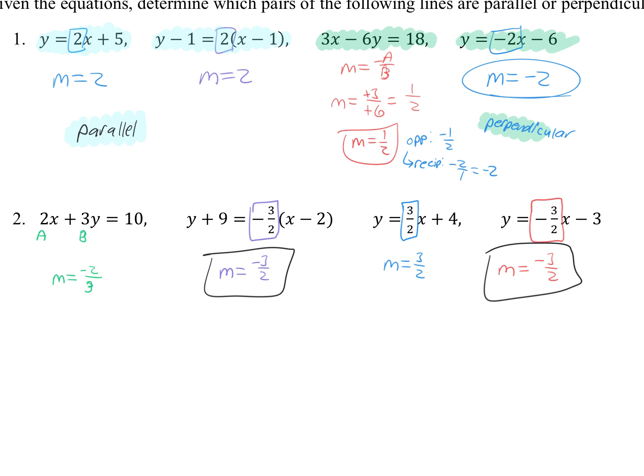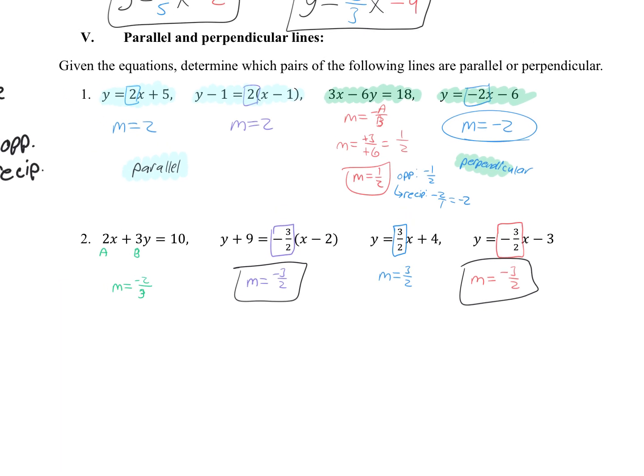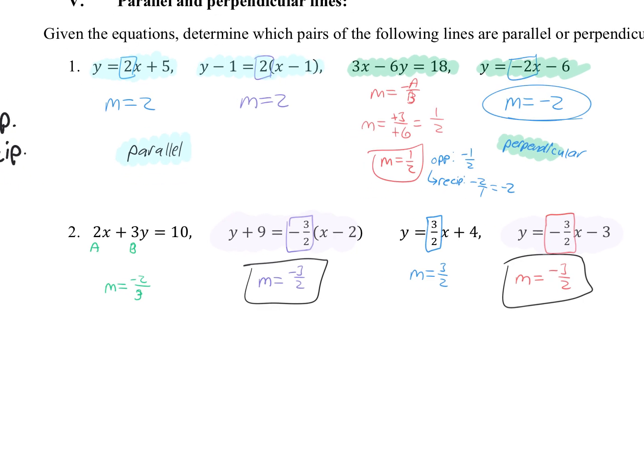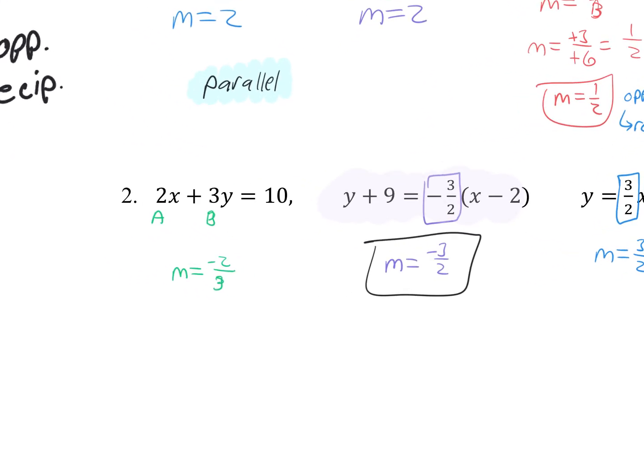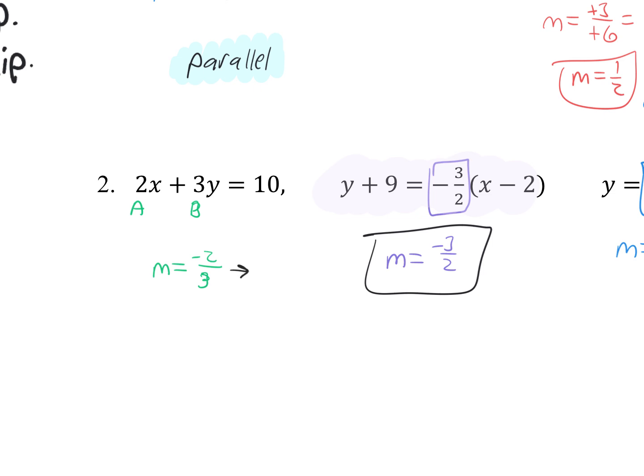All right, so what does that mean? That means we can say that this line right here is parallel to this line right here. All right, so these two lines are parallel. All right, so then let's just see if the other two are perpendicular, right? Remember, perpendicular, we want an opposite reciprocal slope, right? So the opposite of -2/3 is going to get you 2/3, right?